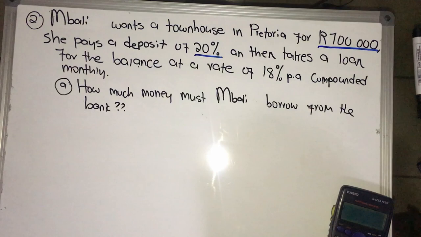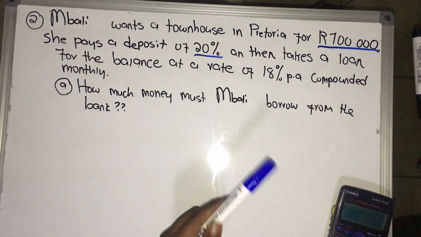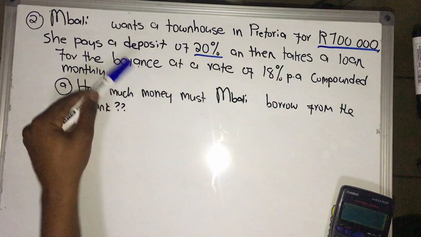So, how much money must Mbali borrow from the bank? Okay, let's analyze the statement. Mbali buys a house for 700,000 rand, so over the 20% deposit, 700,000 rand, right? And then she takes a loan for the remaining.